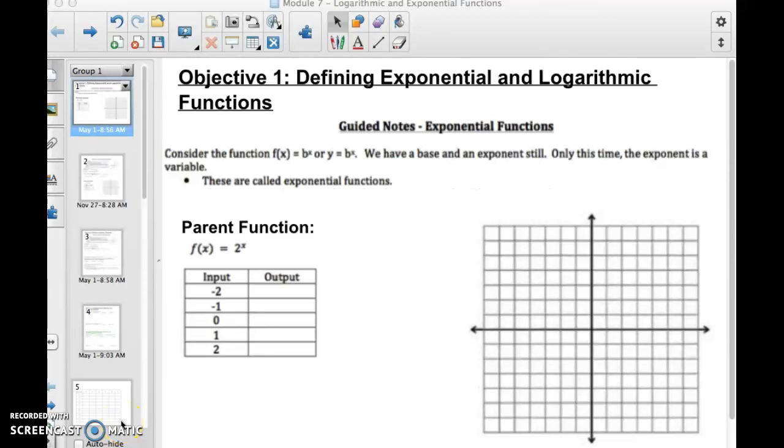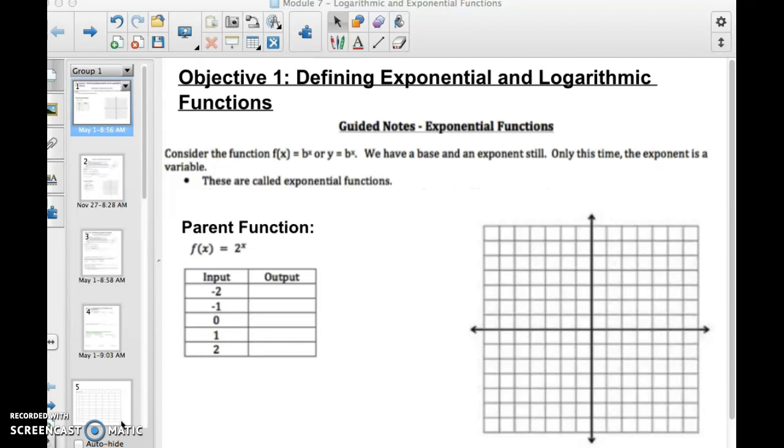Objective 1, defining exponential and logarithmic functions. So in this video I'm going to discuss both the exponential parent function and the inverse of that, the logarithmic parent function. To begin though, if we consider the function f of x equals b raised to the x, or another way to say it, y equals b to the x, we still have a base and an exponent, only this time the exponent is a variable.